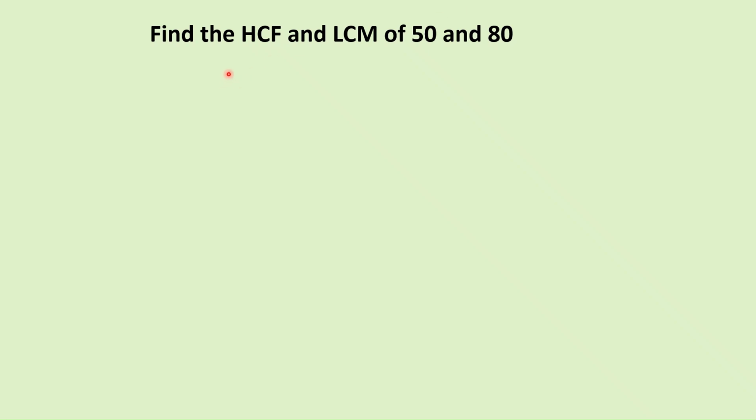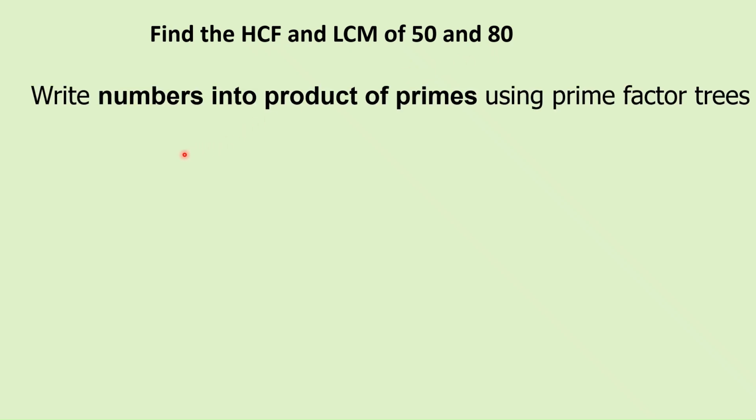Find the highest common factor and lowest common multiple of 50 and 80. Step 1. Write numbers as a product of primes using prime factor trees. Just to remind yourself, prime numbers have only two factors. Here's a list of prime numbers.